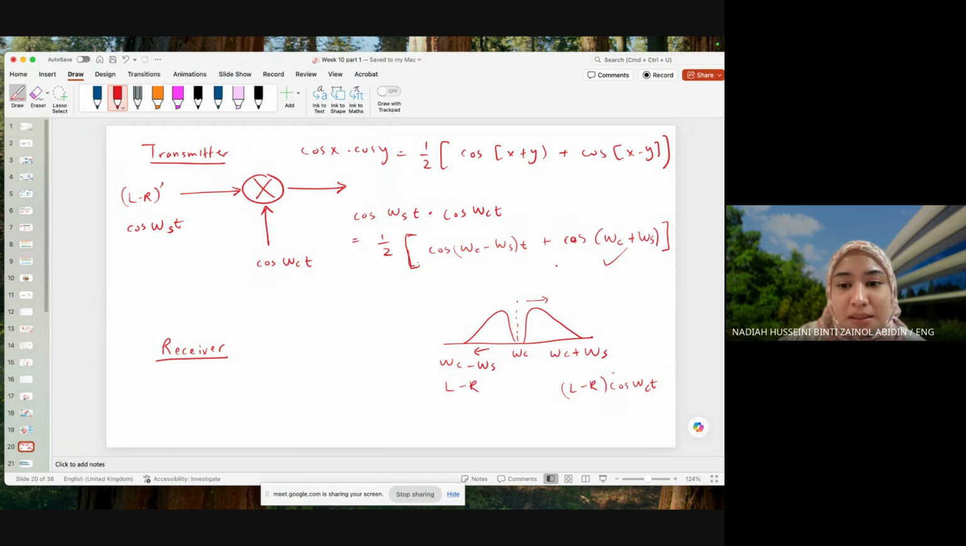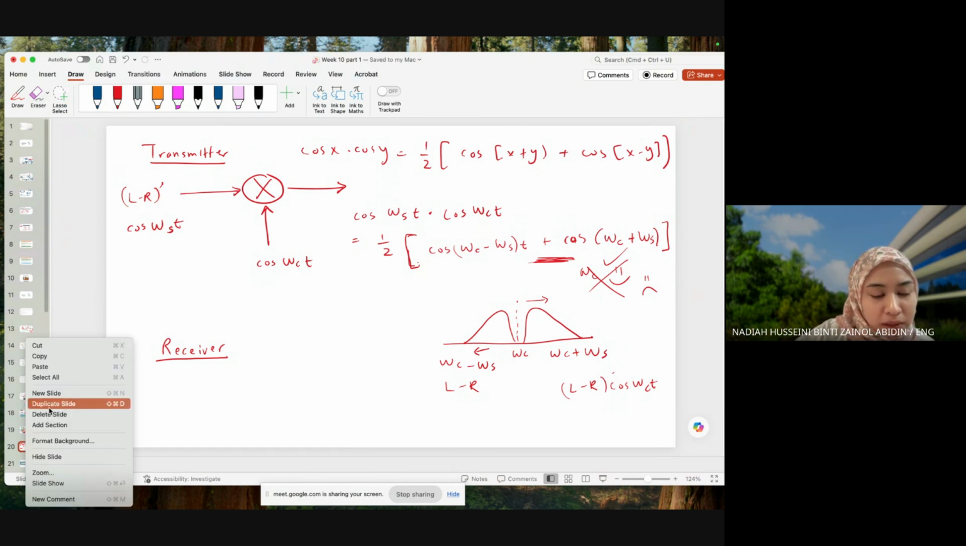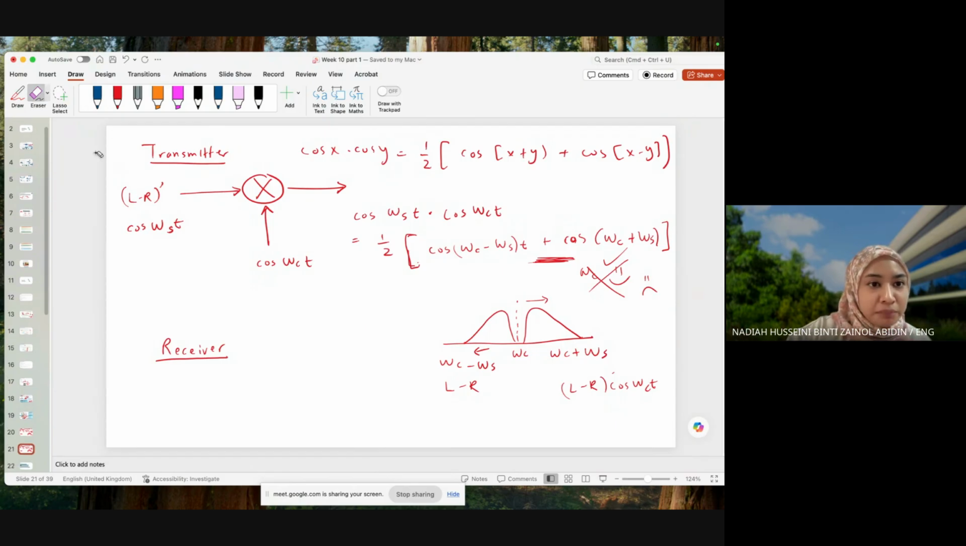So why is it DSB-SC? Because if you notice here, we don't have our omega C existing alone. It's no longer there. That's why it's represented with a dash, which means our carrier is suppressed. This is how we get our L minus R part. So that is the transmitter part. Let's go on to the receiver part. If you have any questions or you don't understand, please let me know, as usual.